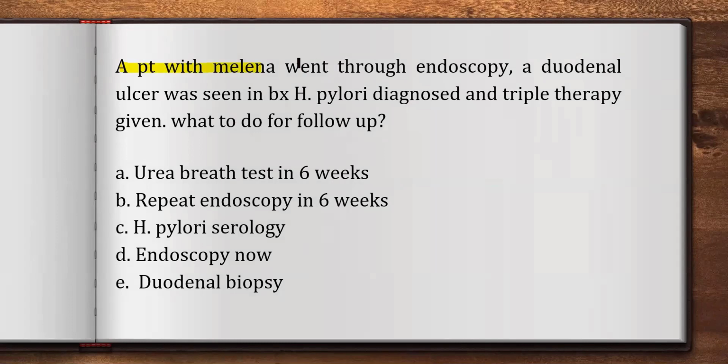A patient with melena went through endoscopy. A duodenal ulcer was seen in the biopsy. H. pylori was diagnosed and triple therapy was given. What to do for follow-up? Urea breath test in 6 weeks, repeat endoscopy in 6 weeks, H. pylori serology, or endoscopy with duodenal biopsy.